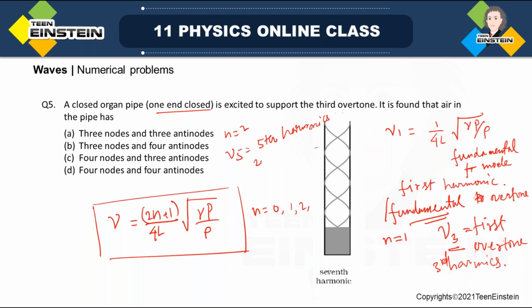Second overtone. Then now if n is equal to 3, then you get the seventh harmonic. N is equal to 3 means you get the seventh harmonic. So the seventh harmonic, or third overtone.